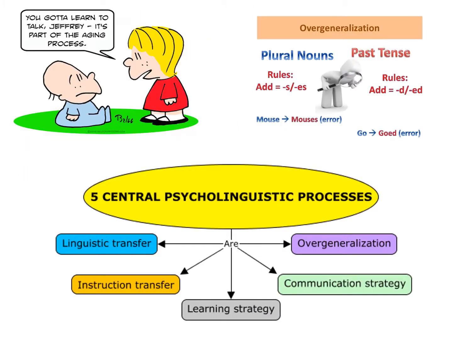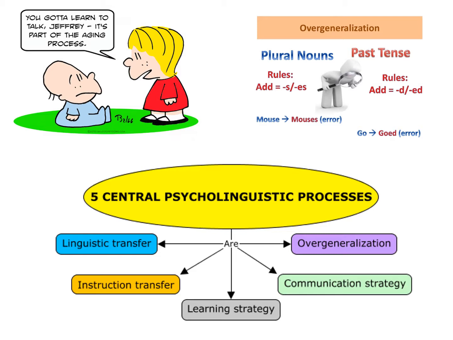About the psycholinguistic processes proposed by Selinker, first of all, we want to show the relation that exists between the L1 and the L2. The process of acquisition of the L1 is natural. It influences the SLA process. This is called linguistic transfer, which occurs when elements from the first language are present in the second language. Instruction transfer occurs when elements in the IL are a result of training.